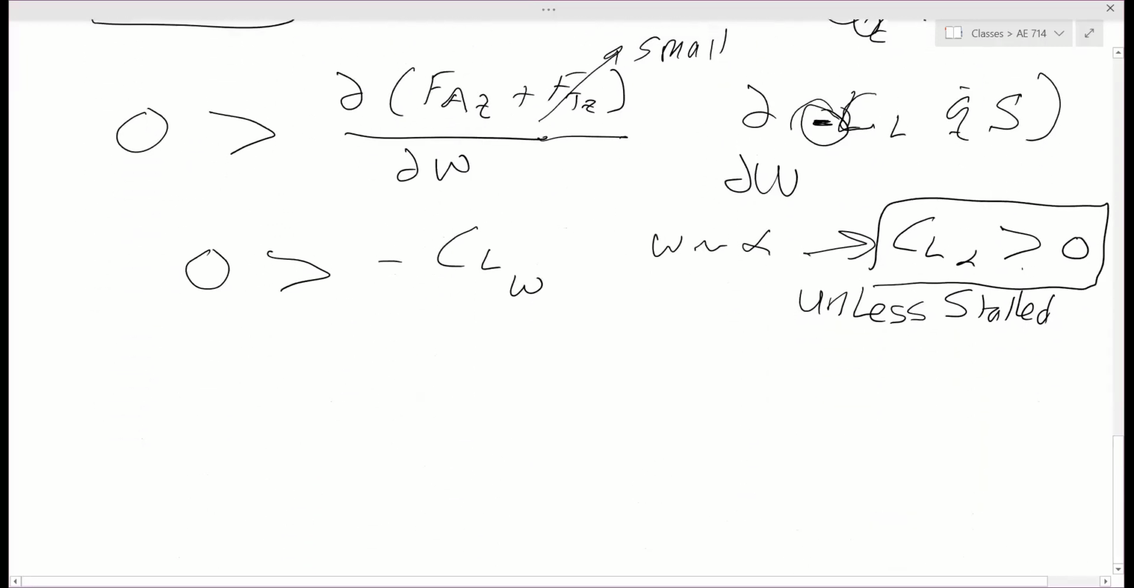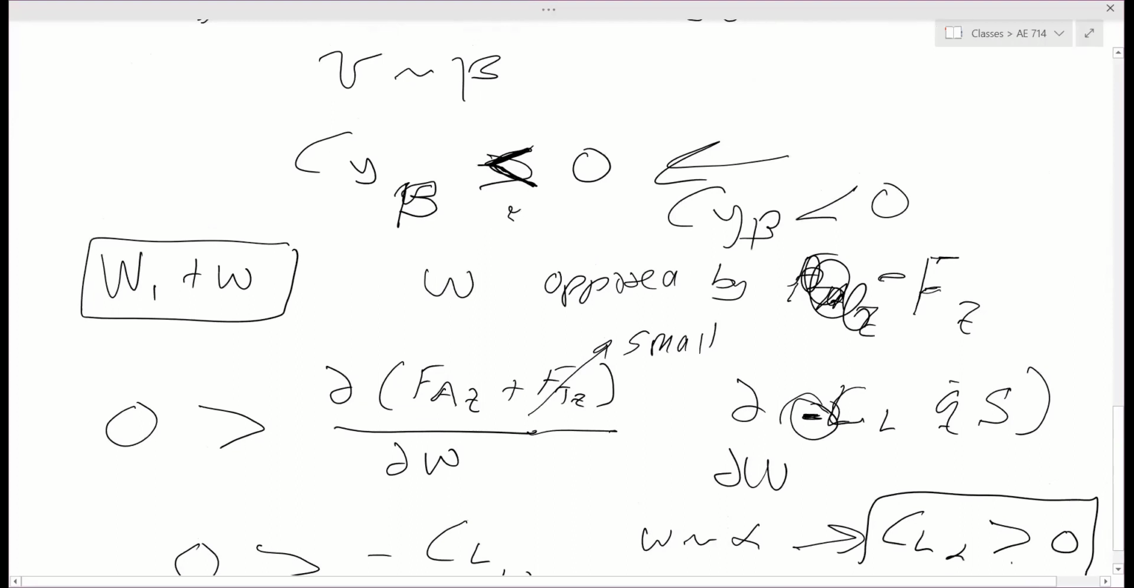So V is opposed by negative FY, or? They're all like U is opposed by negative FX, V is opposed by negative FY, W is opposed by negative FZ, but FZ is negative of the lift, so that's what flips it. And FX is negative of the drag, and so that's what flips that one.